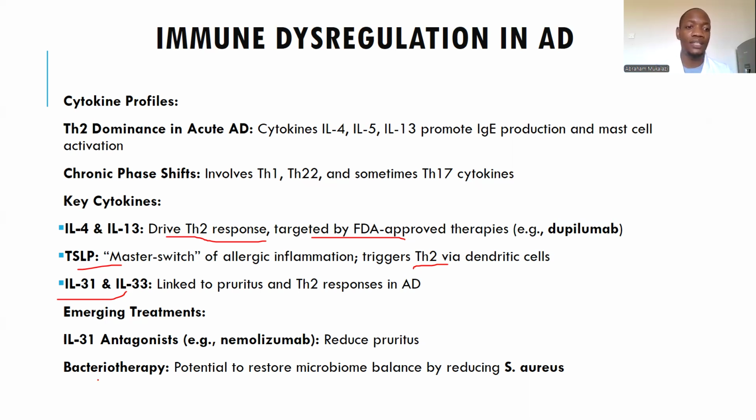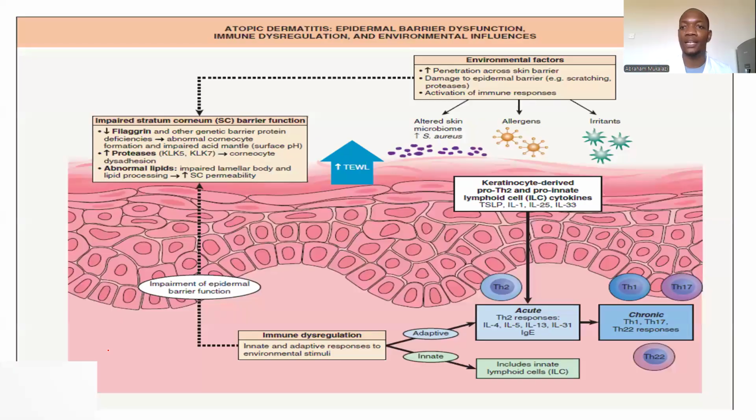Then emerging treatments include antagonists for interleukin 31, and that is nemolizumab. There's a thinking that if it becomes approved, it may also be used to try and reduce the pruritus that comes with atopic dermatitis. Then we also have a potential for bacterial therapy, where we want to reduce the imbalance and the overcolonization of Staph aureus, which drives the atopy in most cases, especially in the flares.